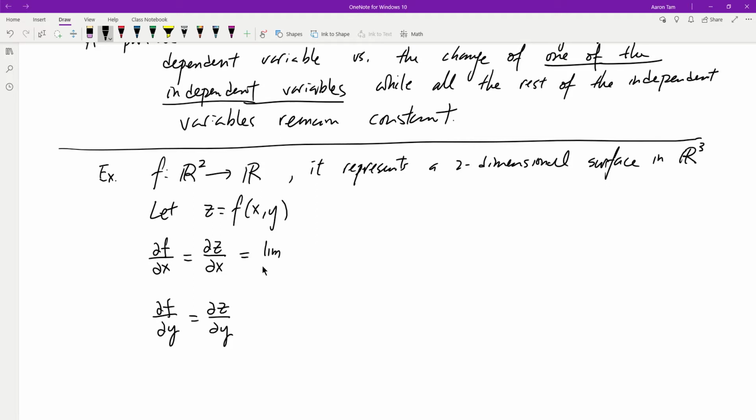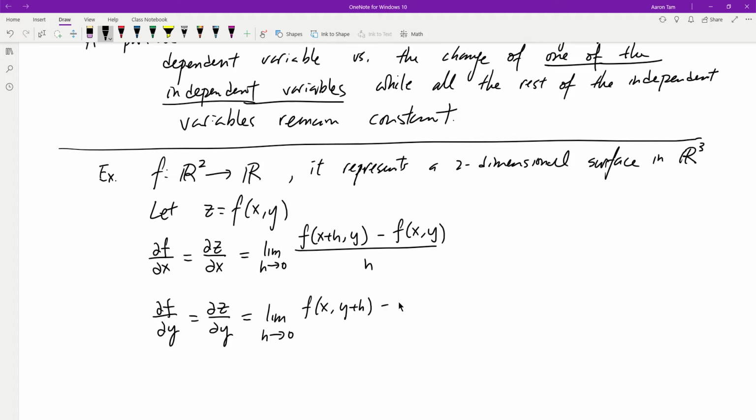This one is defined by the limit as h approaches 0 of f of x plus h, y minus f of x, y, over h. Notice the x gets the plus h because it is a partial derivative with respect to x. Now for this one, the partial derivative with respect to y, we're going to say the limit as h approaches 0 of f of x, y plus h minus f of x, y, over h. So one of them changes x slightly and figures out what the limit would be, and one changes y slightly. If you change x, you have the partial derivative with respect to x. If you change y, you have the partial derivative with respect to y.